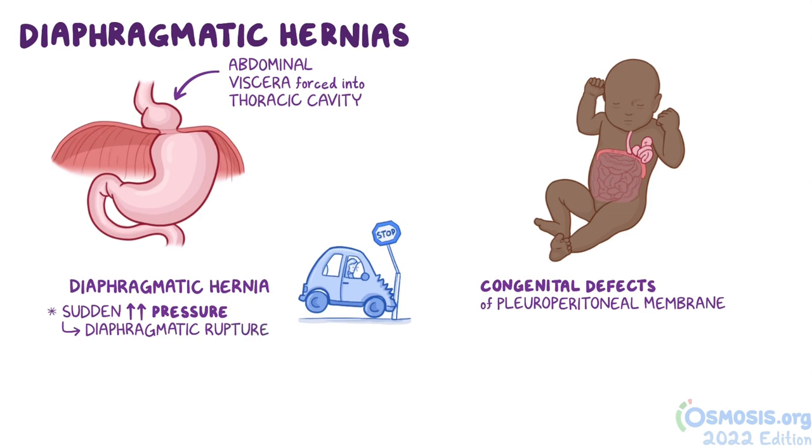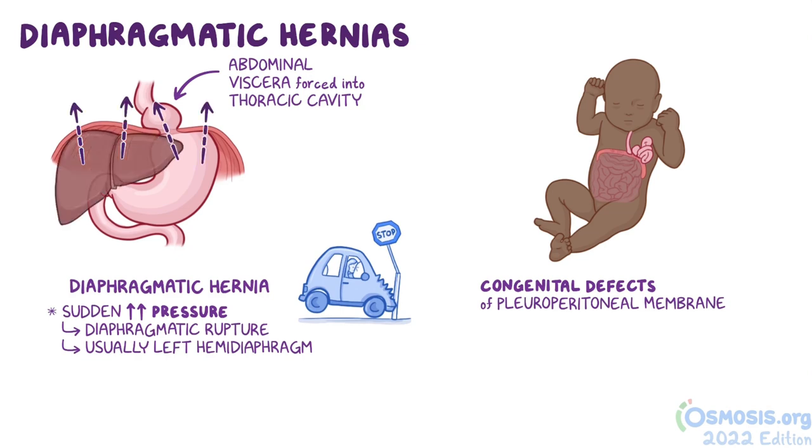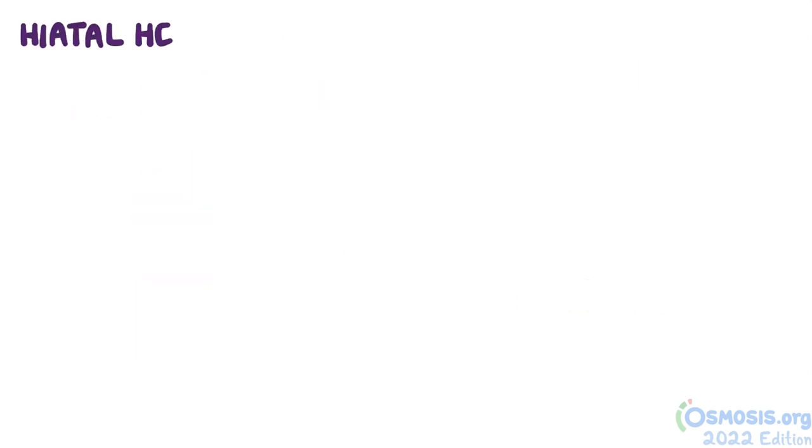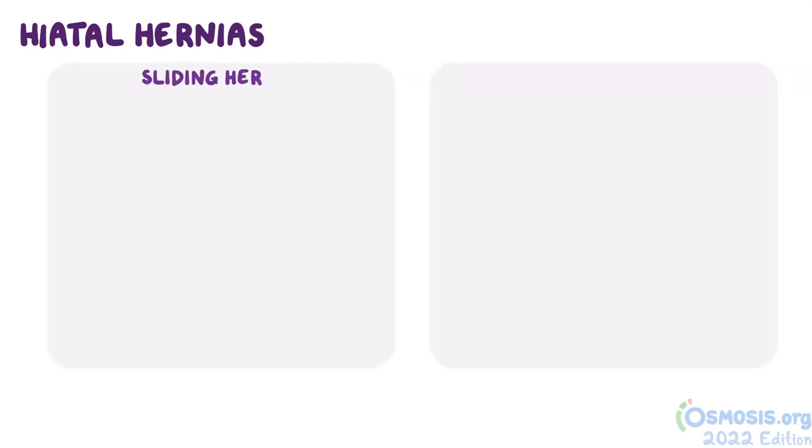Now, diaphragmatic rupture occurs most often on the left hemidiaphragm, as the right hemidiaphragm is protected by the large mass of the liver. Second, there are hiatal hernias, which are a type of diaphragmatic hernia but occur when the upper part of the stomach pushes through the esophageal hiatus and extends up into the thoracic cavity. There are two types of hiatal hernias, a sliding hernia and a paraesophageal hernia.